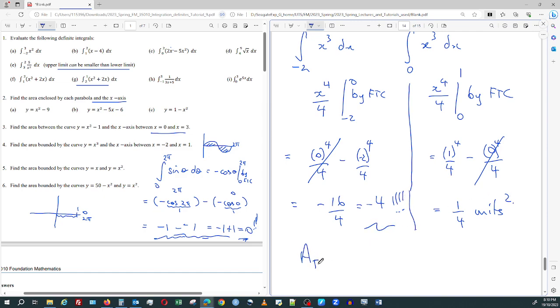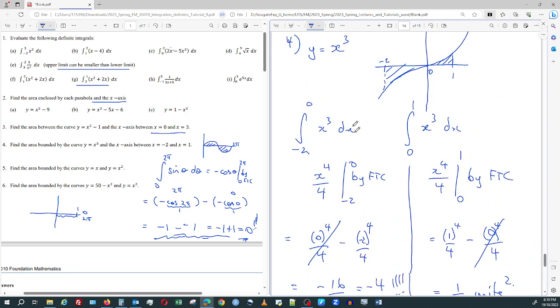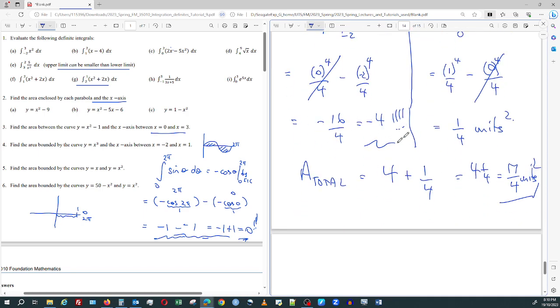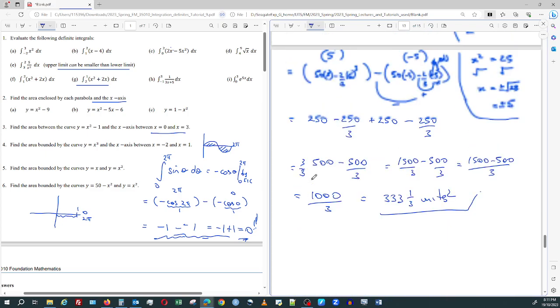So the area total is going to be equal to 4 plus 1/4, which is 4 1/4, which is 17 on 4 units squared. So we need to be very careful when we're doing these problems, how we're adding them. Because if we just go ahead and integrate, there'll be a predominantly negative value, but it'll be effectively short by that amount. So we need to be extremely careful when we're doing these. Alright, question 5 and 6 I did earlier, so we're just going to run through them.